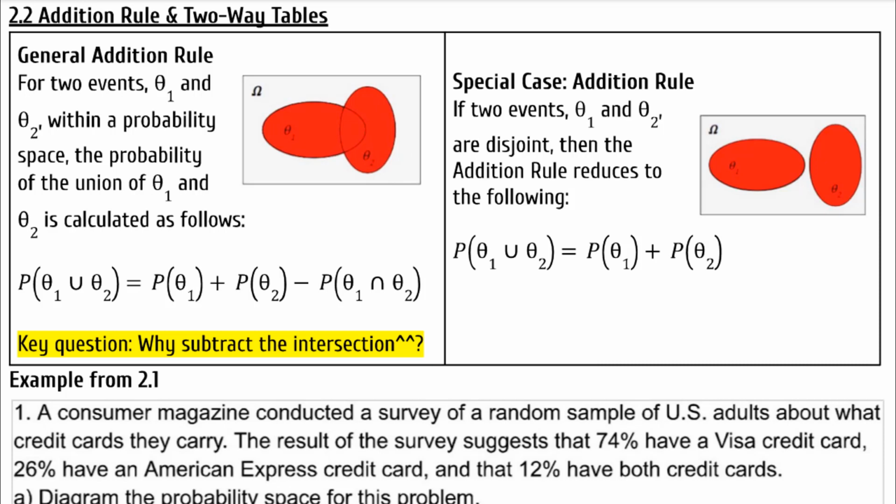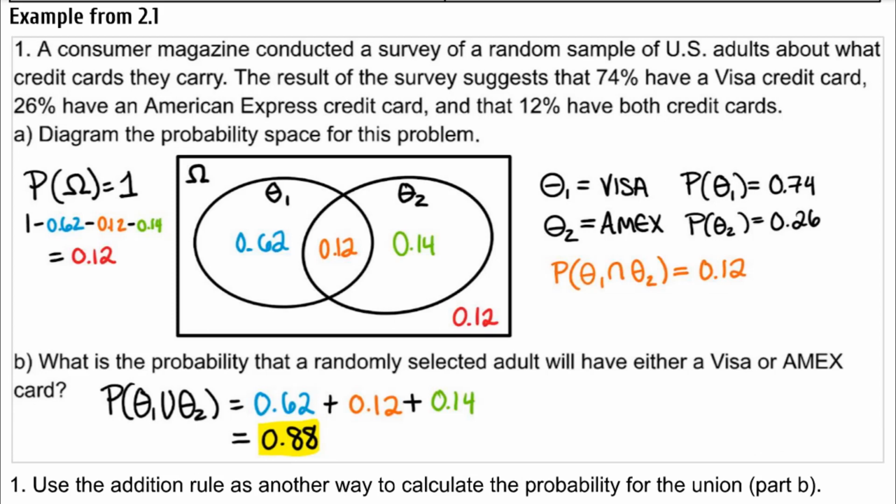Special case addition rule. If two events theta 1 and theta 2 are disjoint, then the addition rule reduces to the following. The probability of theta 1 union theta 2 is equal to the probability of theta 1 plus the probability of theta 2. Remember the example from 2.1, where we created a sample space and then we were asked for the union of theta 1 and theta 2. We ended up adding the pieces that we had calculated in our sample space in order to get the probability of the union, which was 0.88.